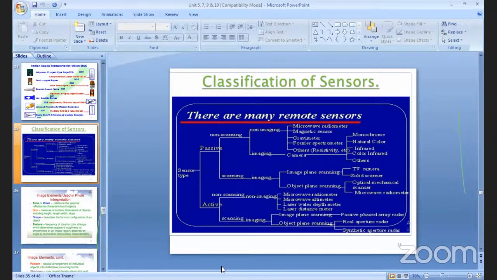And the naturally occurring radiation from the Earth's surface is found in all the ranges of wavelength, either the visible range or the nearby infrared ranges.